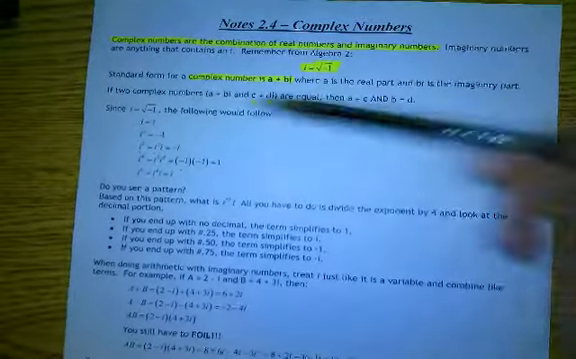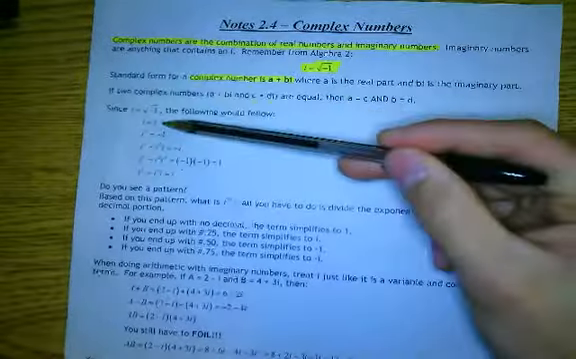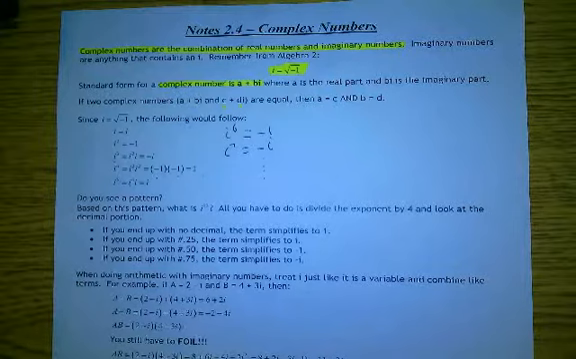Do you guys see a pattern? So you go i, -1, -i, 1, i. So what would you expect i to the sixth power to be? i to the seventh power? And so on, correct?